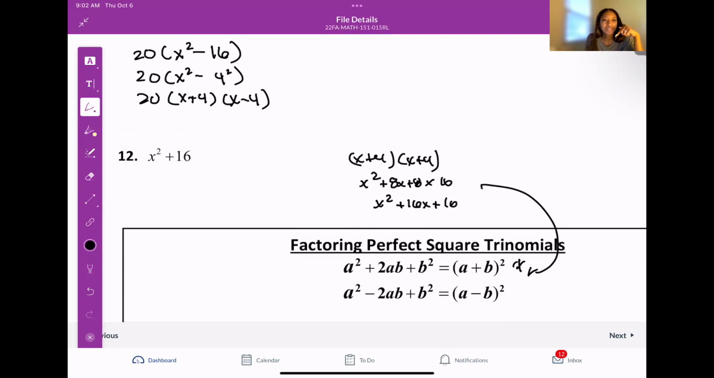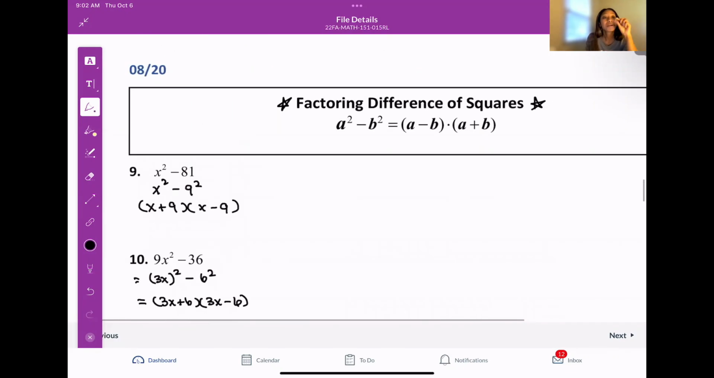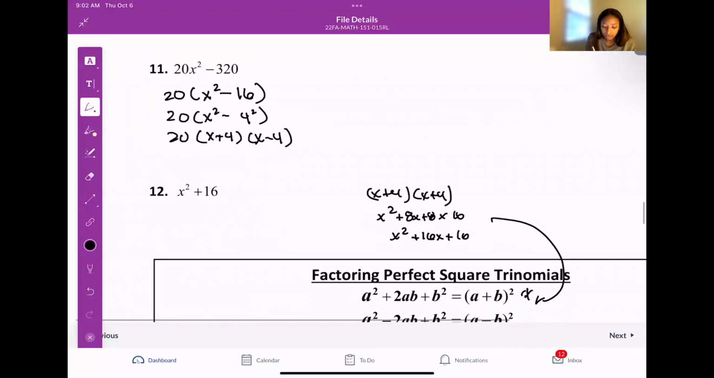Why doesn't it work here? Why aren't we using the difference of squares? Because that's not a difference. Don't fall into my traps, you guys. So it has to be a difference of squares. This one is a sum of squares, and there is no rule for factoring a sum of squares. This doesn't factor anymore.